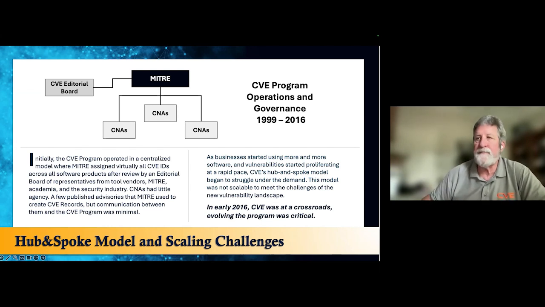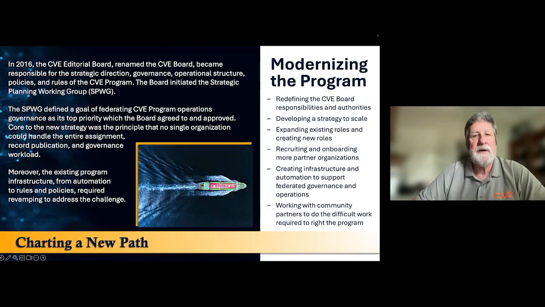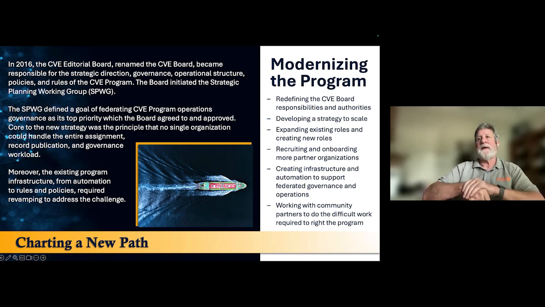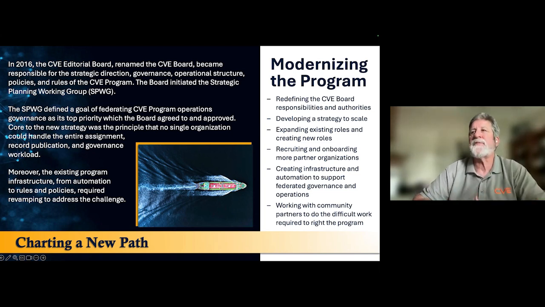So in 2016, we finally realized that we had to do something. There was definitely something that had to be corrected, and the editorial board was renamed the CVE board, and the board became responsible for the program as a whole: strategic direction, governance, operational structure, and the like, as well as the rules. And the board initiated the strategic planning working group to try to address some of these issues. The SPWG immediately focused the first 6 or 8 months of its existence on federating the program and trying to figure out how we could change a hub and spoke model into a federated model.